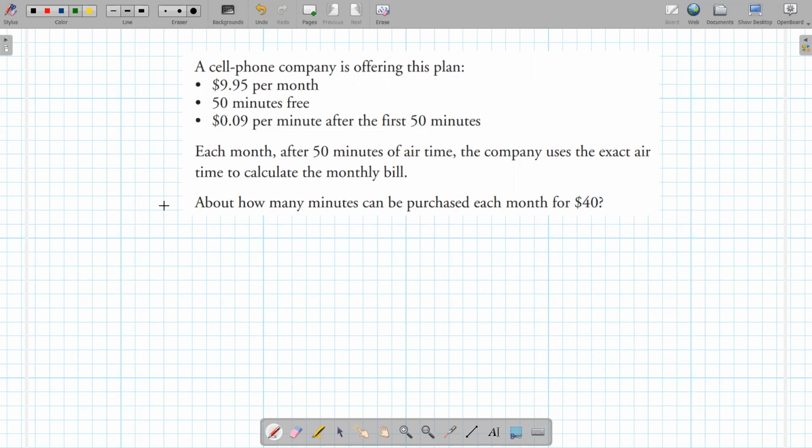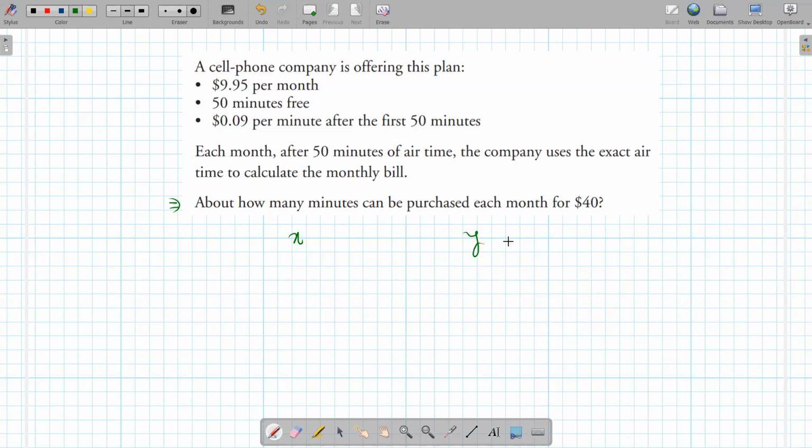Look at the question. The answer is in the question, basically. Let's first establish what X and Y represent. Okay, so 40 equals. Is 40 the Y? Yeah.